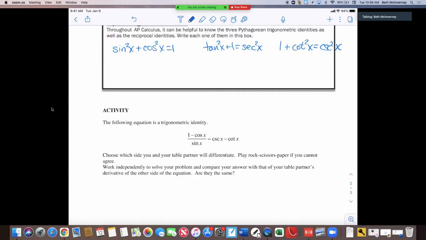So you decide, and if you have to rock, paper, scissors, somebody does the left side derivative, the other person does the right side derivative, and then I want you to compare your answers to see if you got the same thing. So decide which side you're doing.